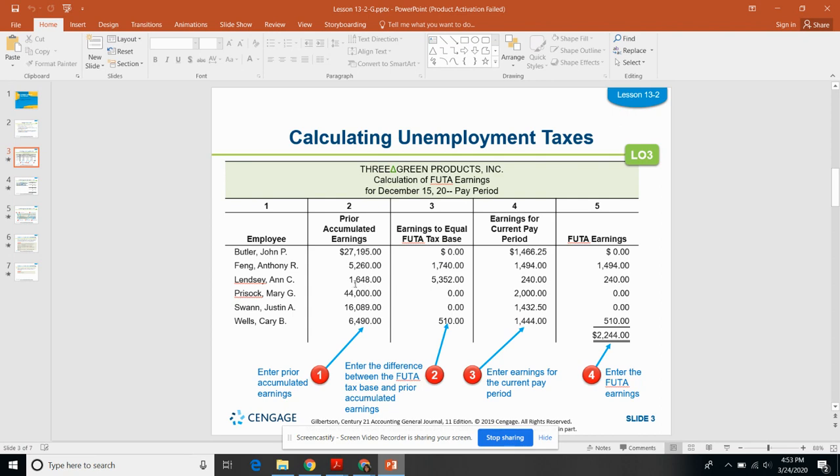This person's way under the 7,000, so obviously their new earnings of $240, they can be taxed on the whole amount. The next 2 are both already over 7,000, so they are 0 here, no matter what they earned. And then this person is close to the 7,000, so they have 510 to go. They earned well over that this period, so we're not going to tax them on this full amount, but only on the 510 to make up to the 7,000. So then we add these totals up to get the total federal taxes for that.